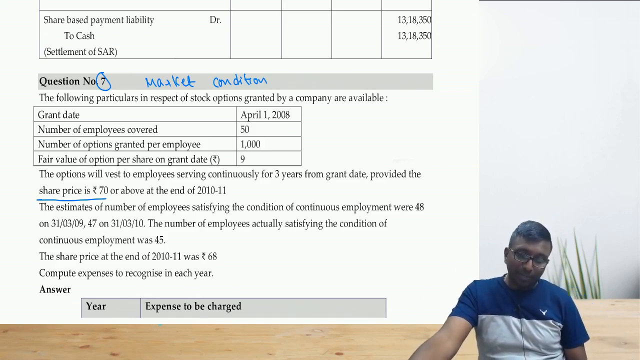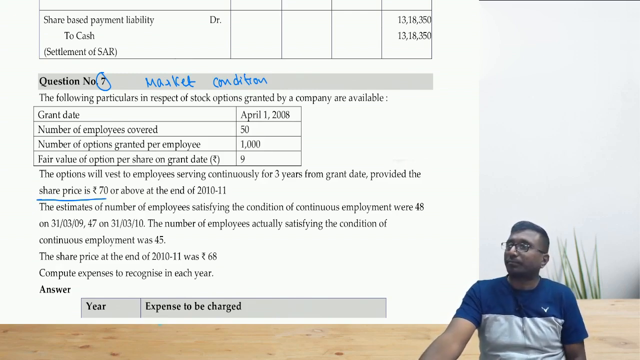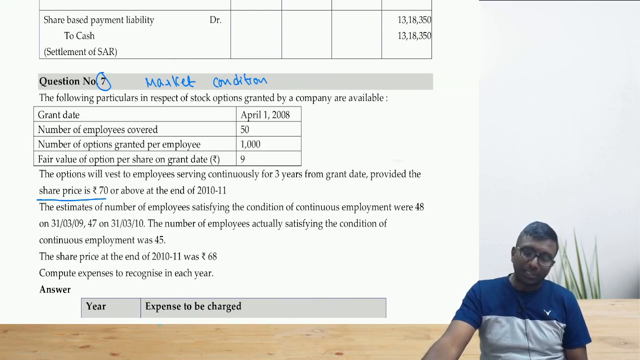The estimates of the number of employees satisfying the continuous employment condition: initially 50 are there. We are estimating at the end of the first year 48, then 47, and by the end only 45. Share price at the end of 2010 is 68. Compute the expense to be recognized. Means, have you satisfied the condition or not? Not satisfied, correct? Everything lapses.